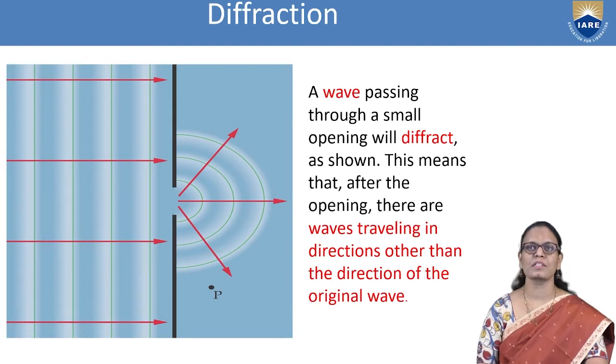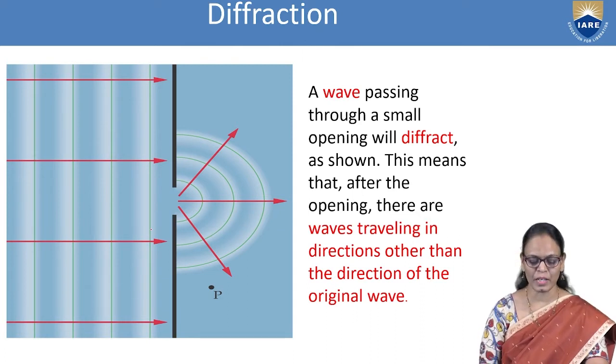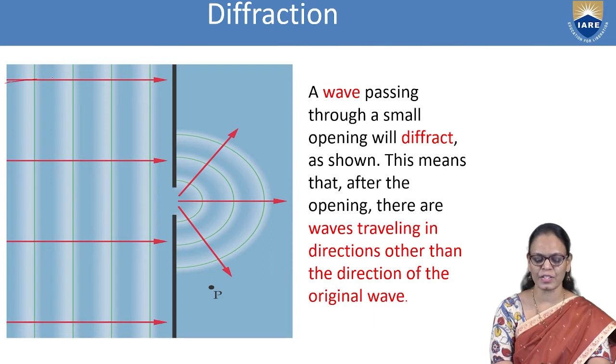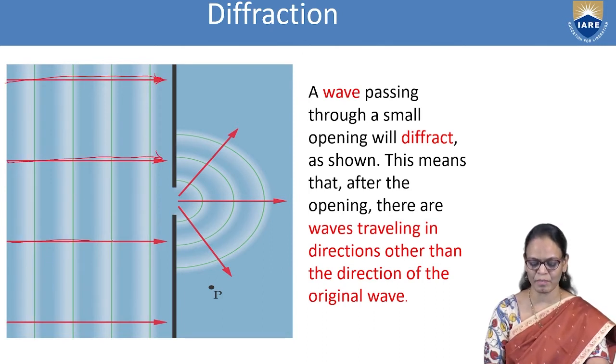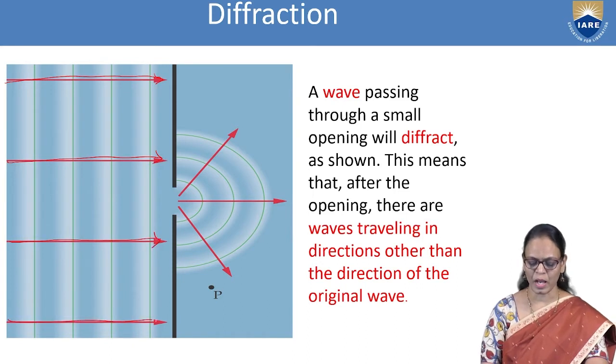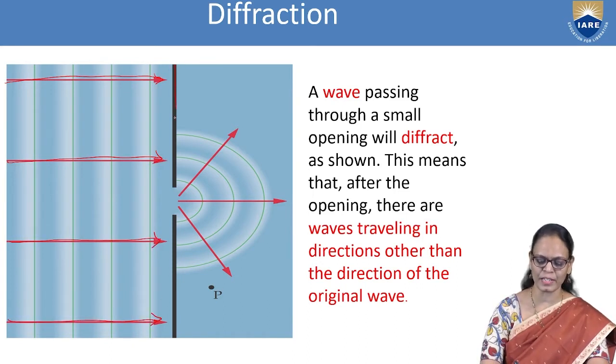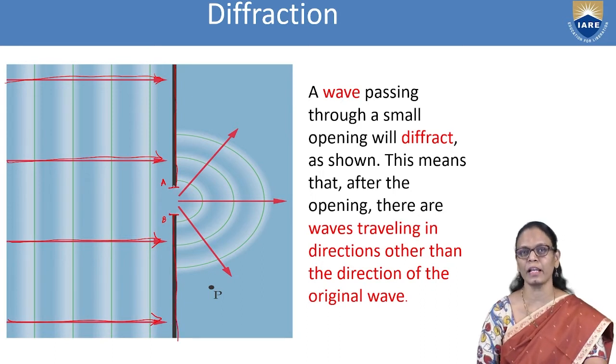Now let us see what is diffraction. A wave passing through a small opening will diffract as shown in the figure. That means if you have a light wavefront that is incident on a plane, and the plane has a small slit. This is the plane, which has the small slit. I may name it as A. So this is the plane in which there is a small slit AB.